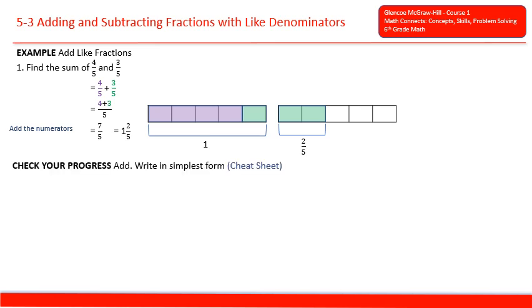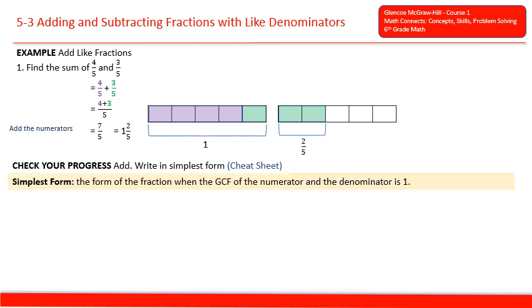So we're going to add, and then we'll write in simplest form. Simplest form is the form of the fraction when the GCF of the numerator and the denominator is 1. So that just means we reduce it so that it can't be divided by anything other than 1. For example, 3/4 can only be divided by 1 as a common factor.